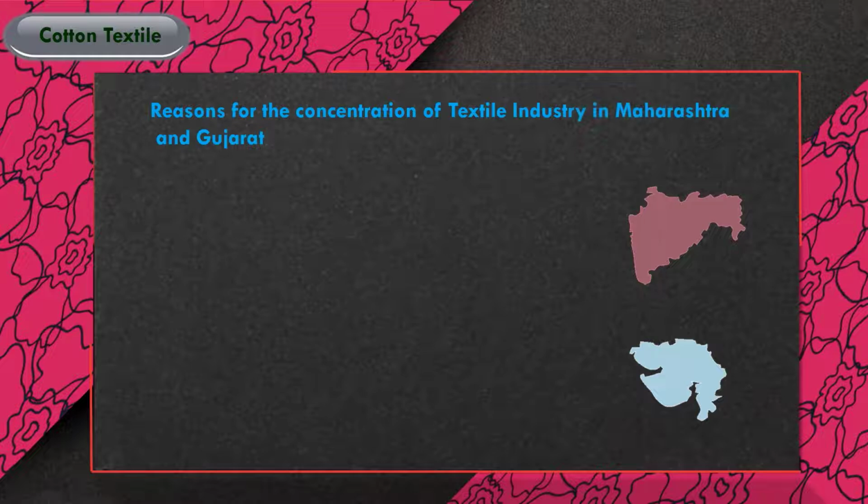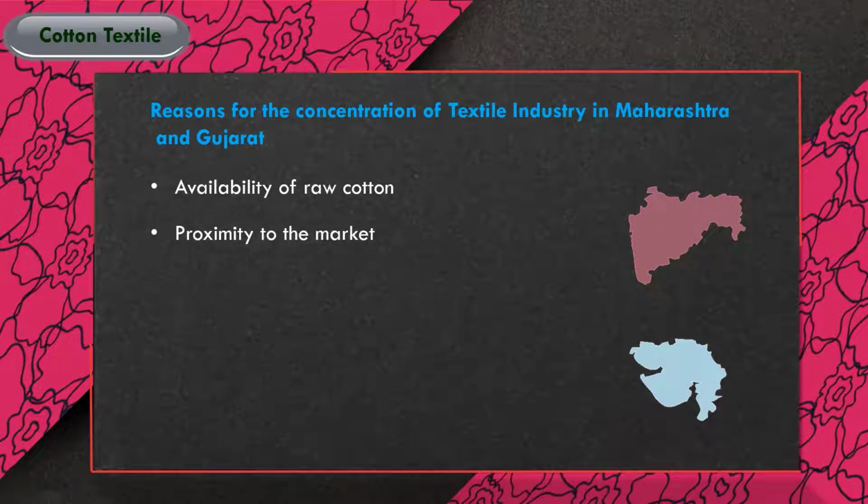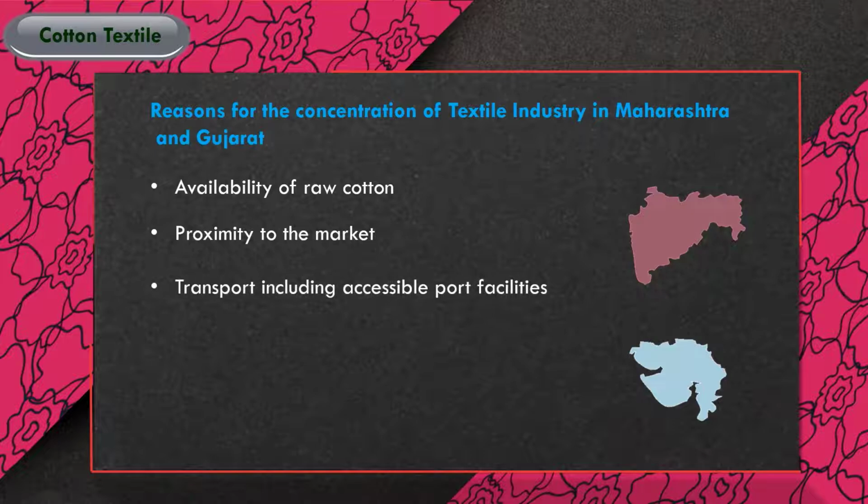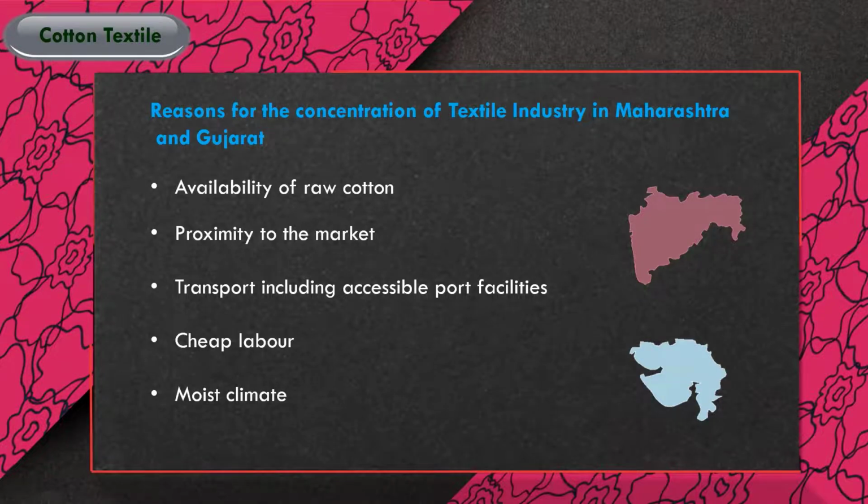In the early years, the cotton textile industry was concentrated in the cotton growing belt of Maharashtra and Gujarat for the following reasons. Availability of raw cotton. Proximity to the market. Transport including accessible port facilities. Cheap labor. And moist climate.